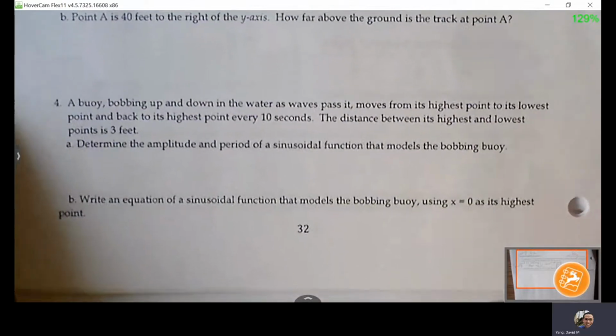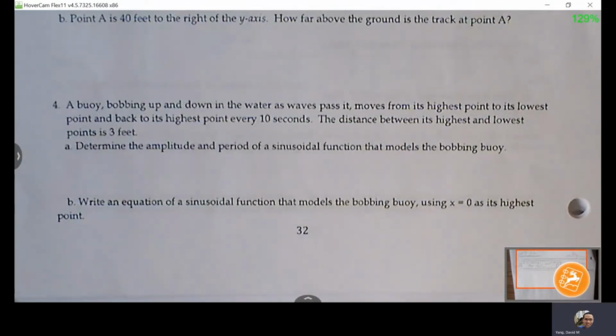Wait, what are you? And then when you're in like weighted class, like this is unweighted. You get plus 7.